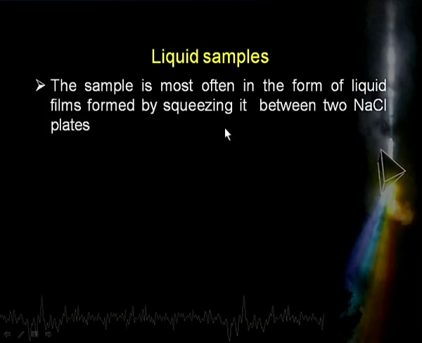The sample is normally taken in the form of a liquid, and we form a film by squeezing it between the two NaCl plates. That means there is one block of NaCl, we put the sample there, put a second block on top, and in the process we make a very thin film in between. Thereafter, this whole thing is put together using some mechanism, and this assembly is kept in the path of the IR radiation.